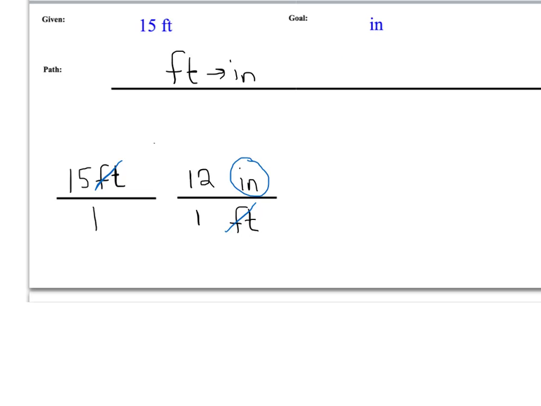So now it's just a matter of plugging it into my calculator. I'll take the 15 that I had here times the 12, so numerator times the numerator, and I get 180. And in the numerator still I have the inches. In the denominator, I have a 1 times a 1. 1 times 1 gives me 1. Now in my calculator, what I'm going to do is take the 180 inches divided by 1. If I do that, I get 180 inches. And that's it.